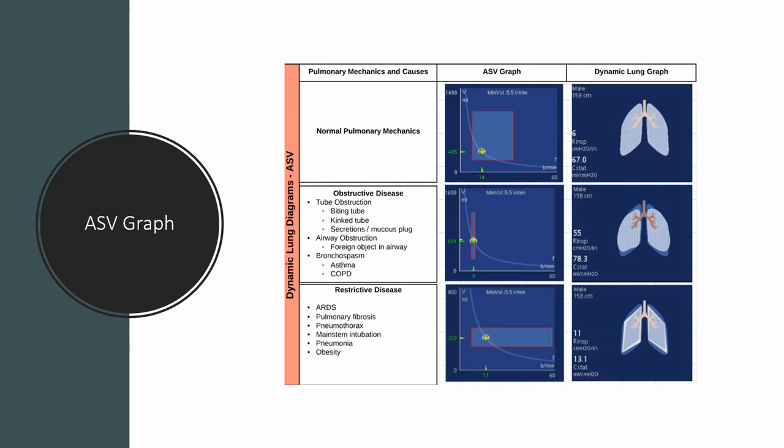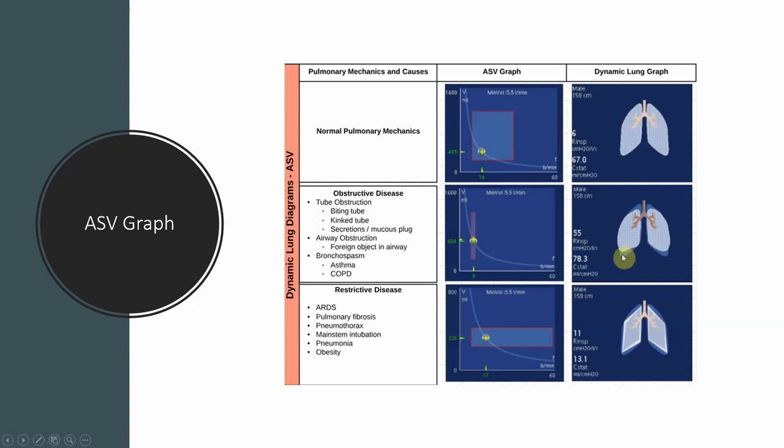Now, the good thing about ASV is it comes with all of these graphs that tell you why it's doing what it's doing. And these graphs can also tell you a lot about the patient's lung mechanics. So you have an ASV graph, which gives you this safety box right here. And I think that you get a lot of information from this safety box. It also has a dynamic lung graph that tells you the compliance of the lungs or the resistance in the large airways.